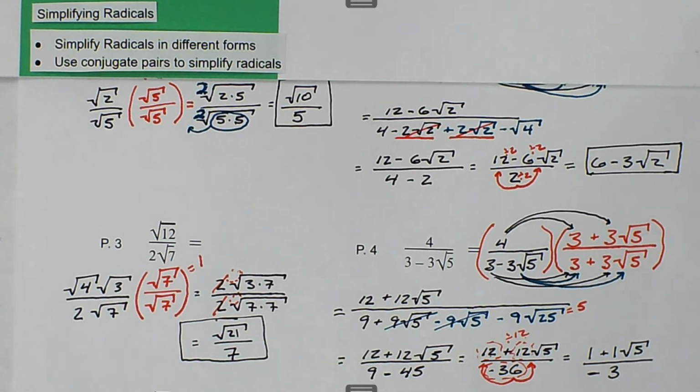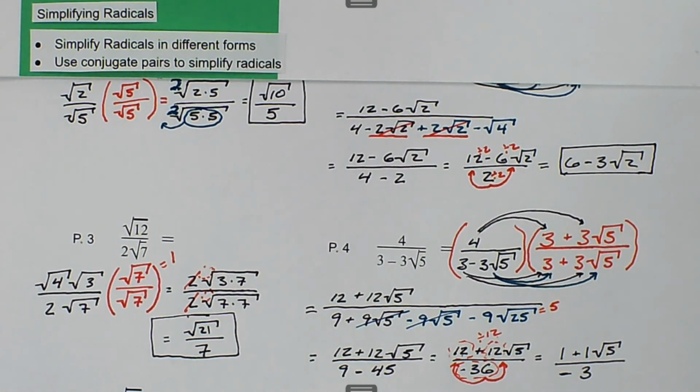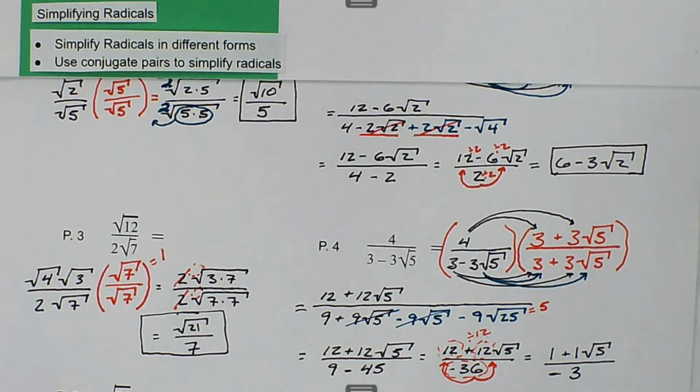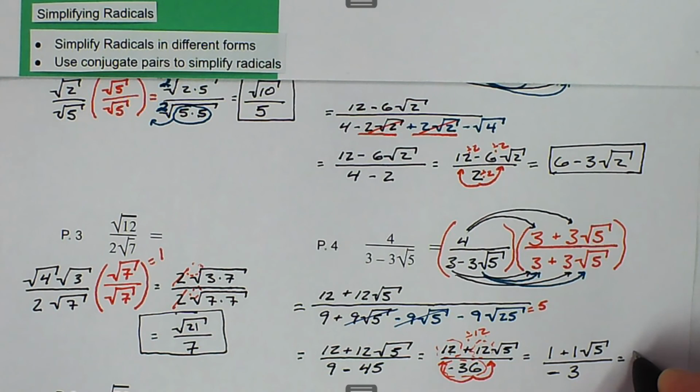And then the last thing, we don't like having a negative in the denominator, so we want to get rid of that. And so we can distribute the negative to the numerator. So then we have negative 1 minus the square root of 5 over 3.